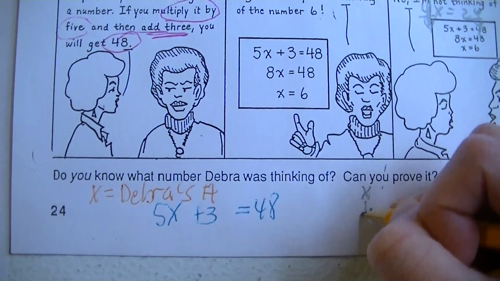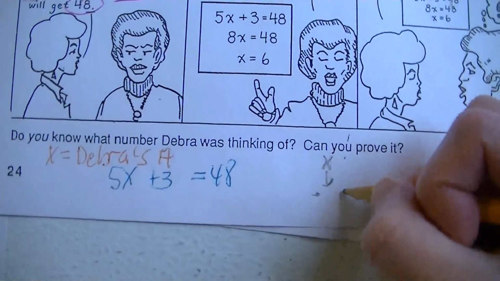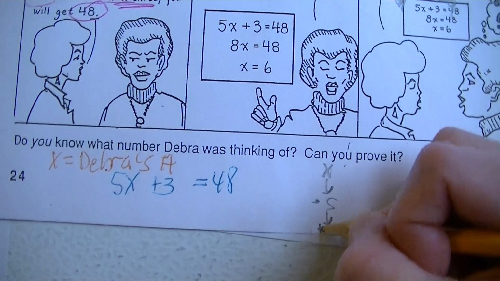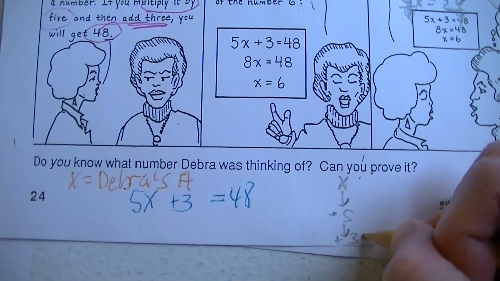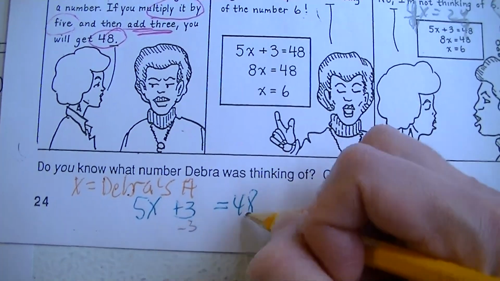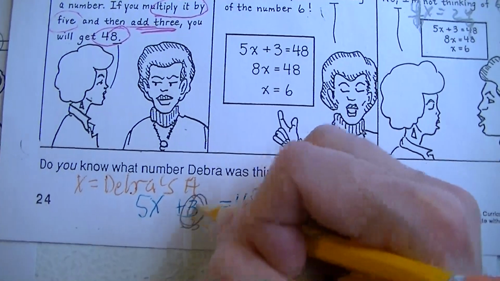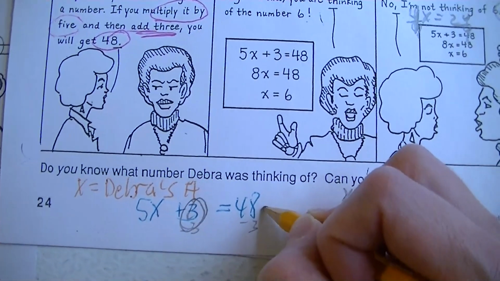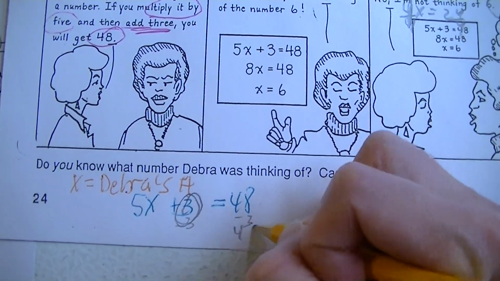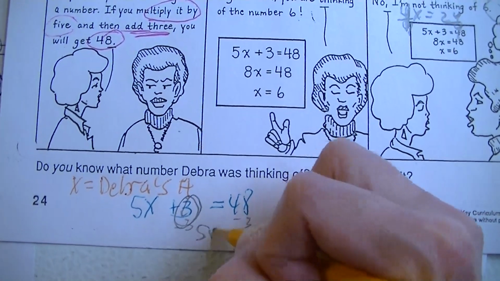So we started with x, then we multiplied it by 5, then we added 3. The inverse operation of adding 3 is to subtract 3. Do that to both sides of the equal sign. 3 take away 3 is 0. 48 subtract 3 is 45. Bring down your equal sign and your 5x.